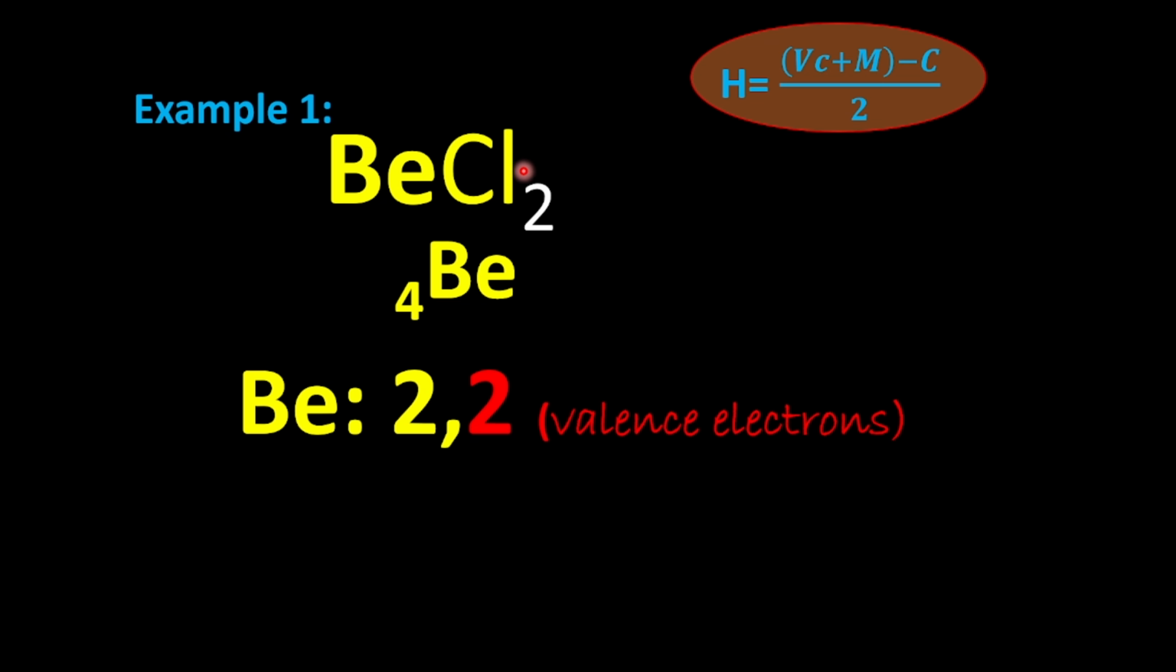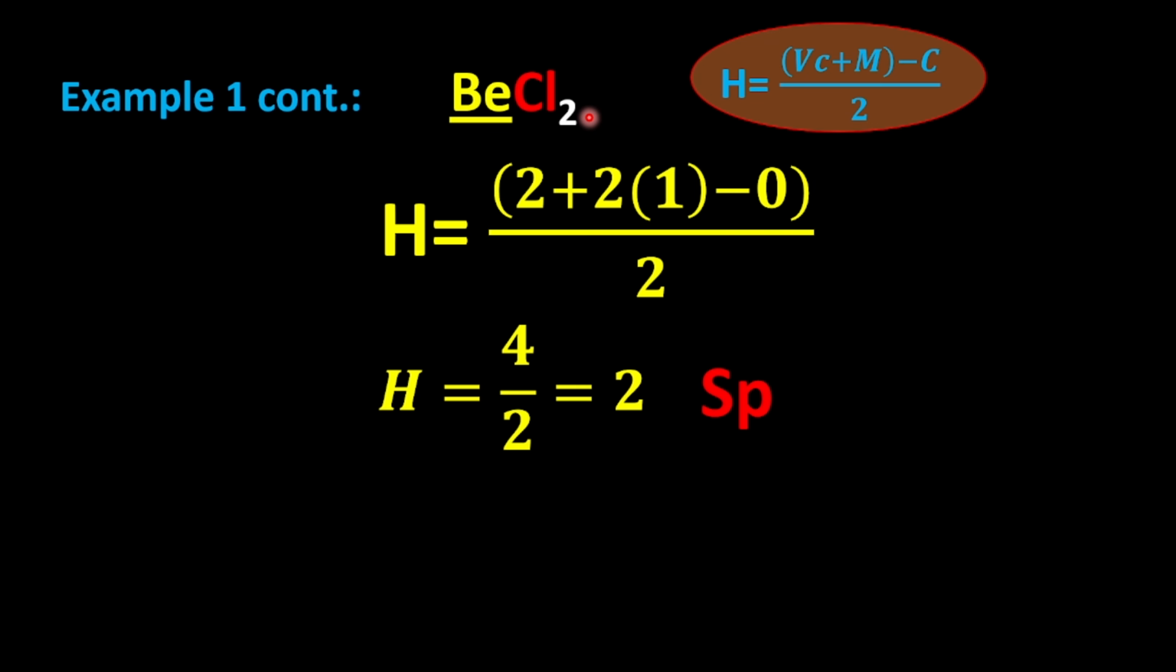Let's move to chlorine. The question is, is chlorine a monovalent atom? Yes, of course it is, because it has a valency of 1. And there is a number attached to chlorine. We'll be using that number. Do we have any charge on the molecule? There is no charge, which indicates that the charge here is 0. Now let's see how we can put the figures in the formula.